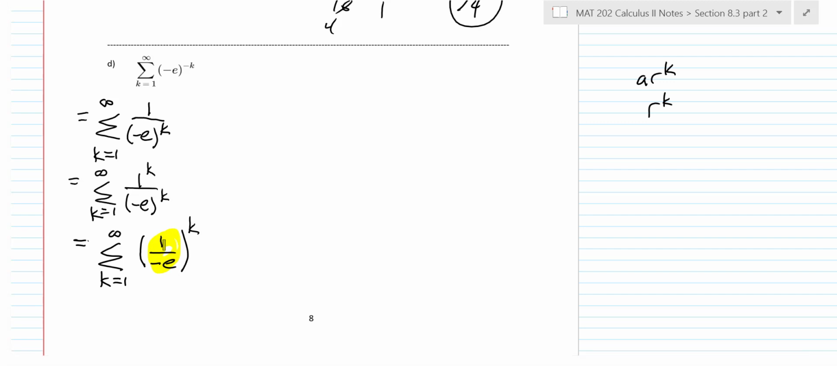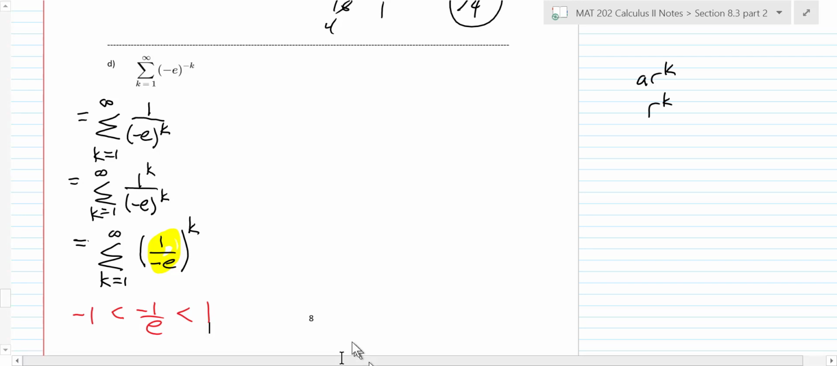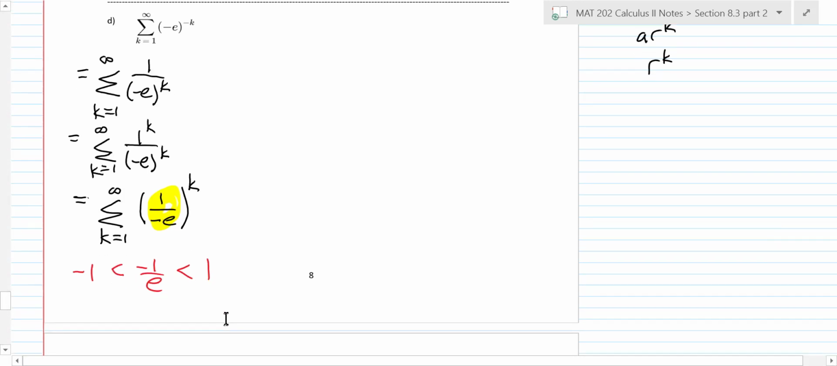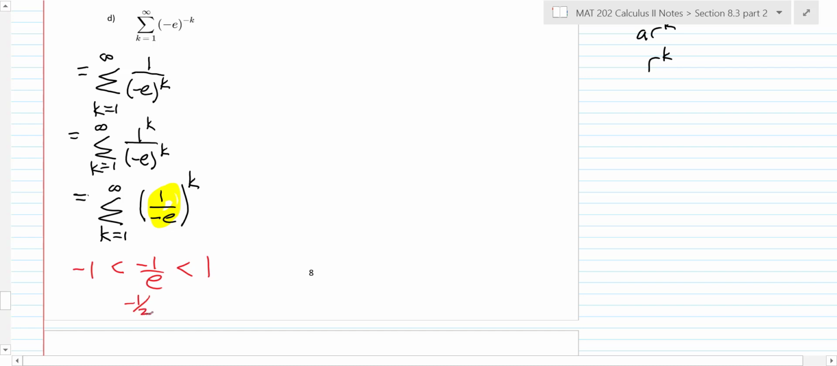Negative 1 and 1. Okay, so you have to know that. So let's make sure that that's true. Okay, negative 1 less than negative 1 over e less than 1. That is true, isn't it? Okay, it's definitely true, because that's just some fractional value. e is 2.7, so it's a fraction that's pretty close to negative 1/3, right? So that means that this is going to converge. So then we can go ahead and just use our formula. Okay, so that sum is going to be given by the formula a over 1 minus r.